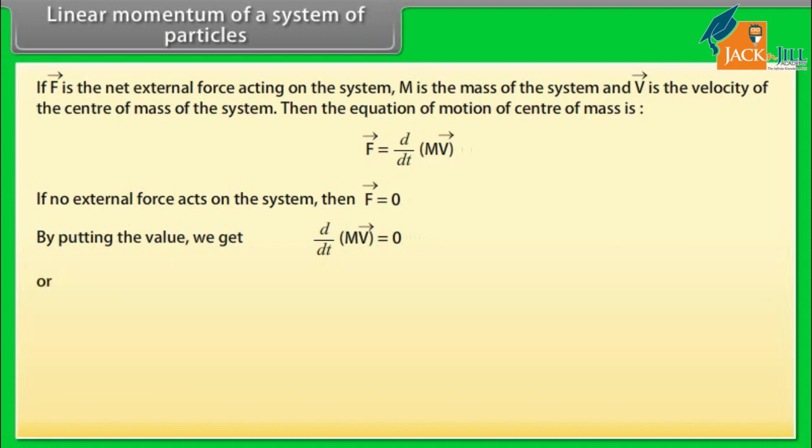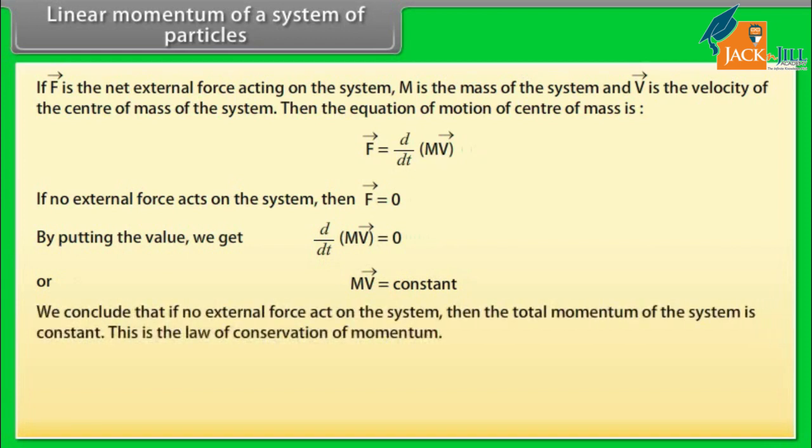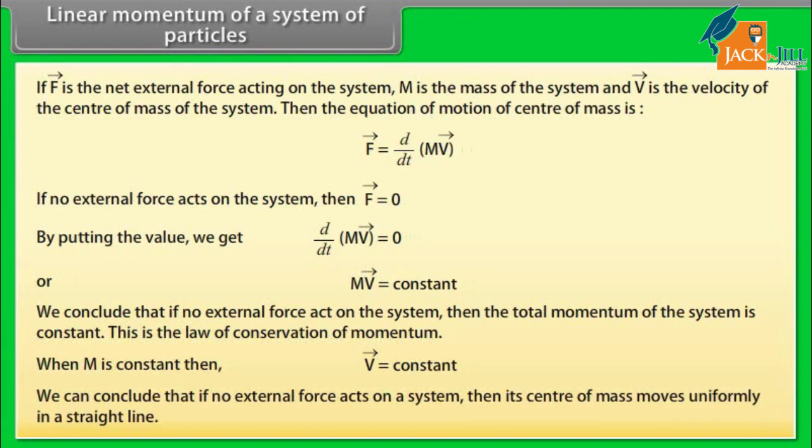This equation can be written as m v vector = constant. We conclude that if no external force acts on the system, then the total momentum of the system is constant. This is the law of conservation of momentum. When the value of m is constant, then v vector is also constant. We can conclude that if no external force acts on a system, then its center of mass moves uniformly in a straight line.